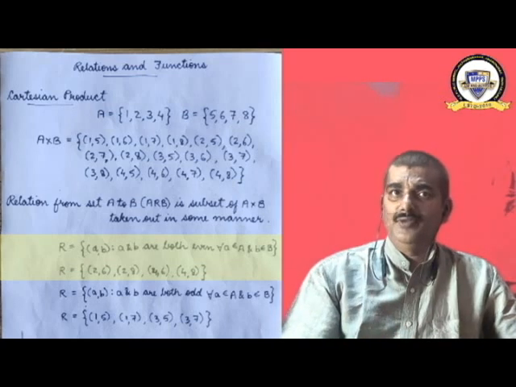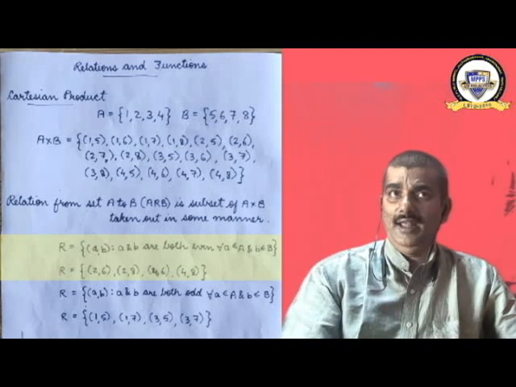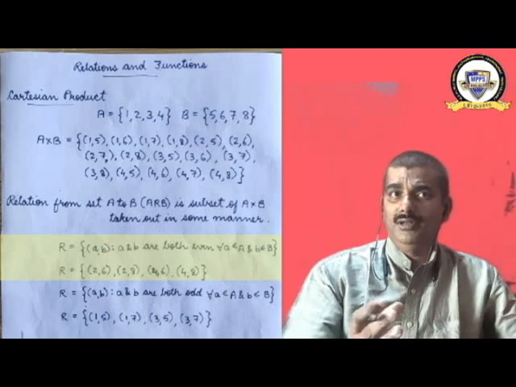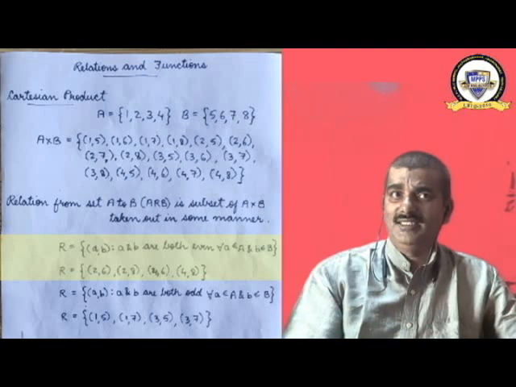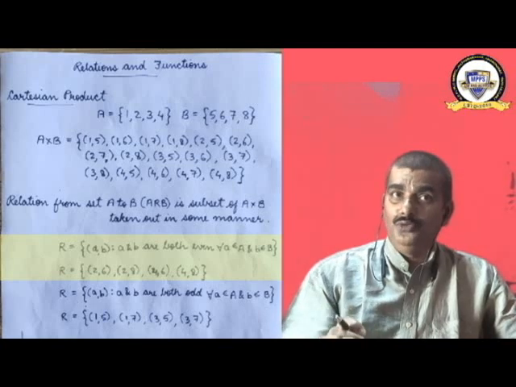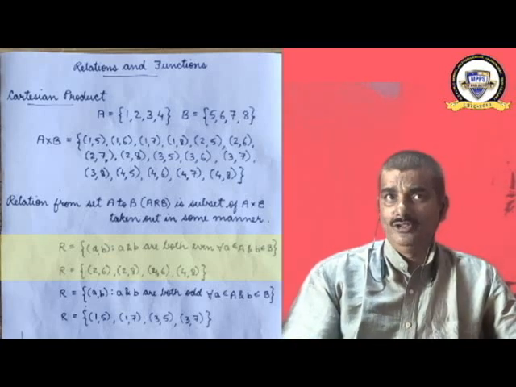So what is the answer for that from the question? A is {1, 2, 3, 4}, and a and b must be even numbers. From set A, the even numbers are 2 and 4 only, and in set B, the even numbers are 6 and 8 only. So clearly you can write what the set R is. That is {(2,6), (2,8), likewise (4,6), (4,8)}. Only 4 members are there. So that is a subset of A cross B, so R is a relation.